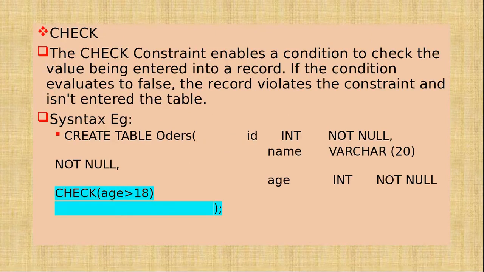Next one is check. The check constraint enables a condition to check the value being entered into a record. If the condition evaluates to false, the record violates the constraint and isn't entered into the table. You can see a simple example for that constraint. Please refer to it closely.